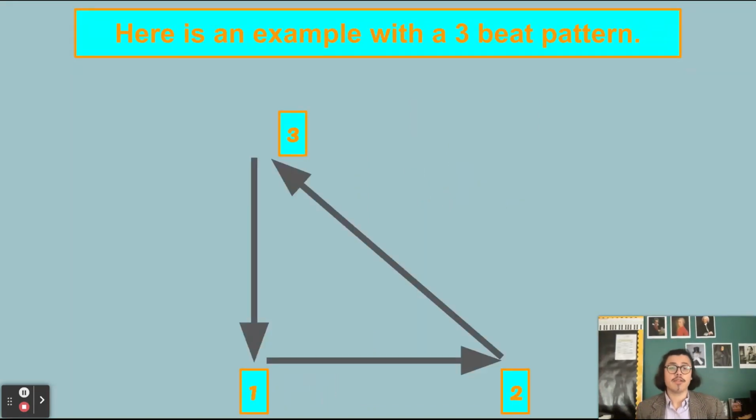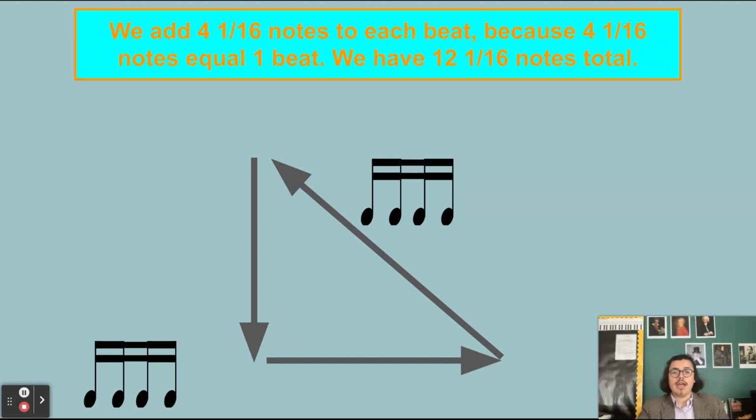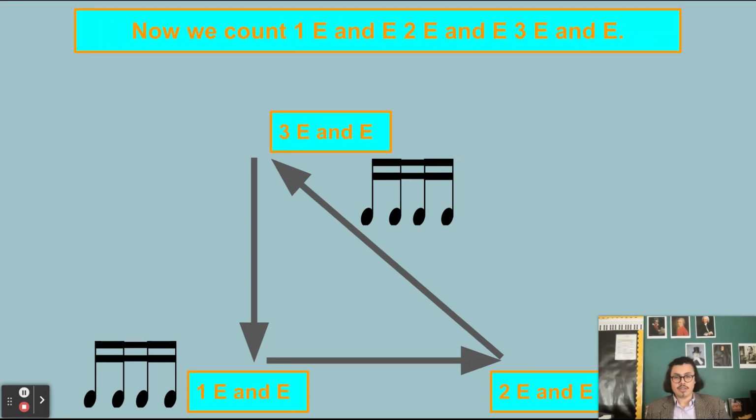Now here's an example of a 3-beat pattern. Same thing. You're always going to have da da da da dee da da da. Okay, so the 3-beat pattern goes 1, 2, 3, 1, 2, 3, 1, 2, 3. Now we add the 16th notes to each beat because 4 16th notes equal one beat. So we have 12 16th notes total, and we add our counting.